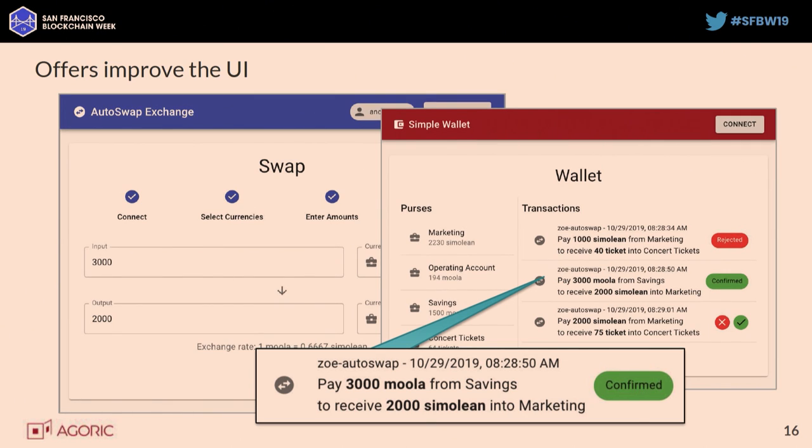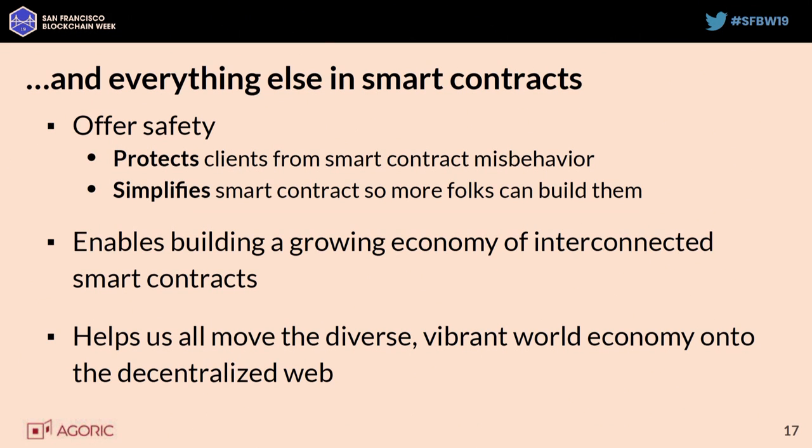And that's a much stronger, more understandable general principle of user interface, but it doesn't just change that. It provides that offer safety that will protect clients from smart contract misbehavior systematically throughout the system. It'll simplify the smart contract implementation because there's a bunch of logistics and boilerplate that are just handled for them, that are non-issues for them.